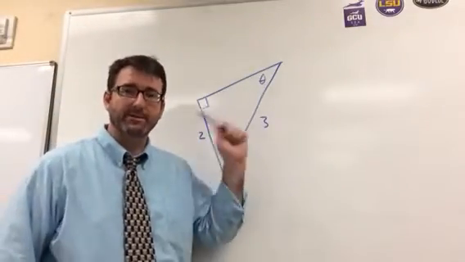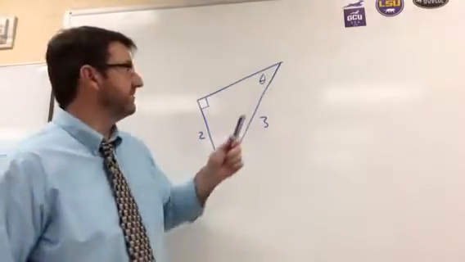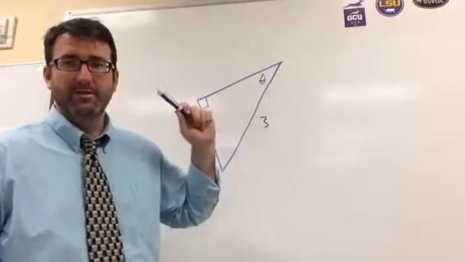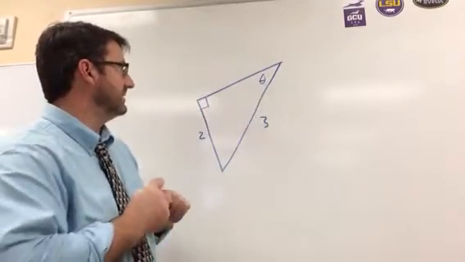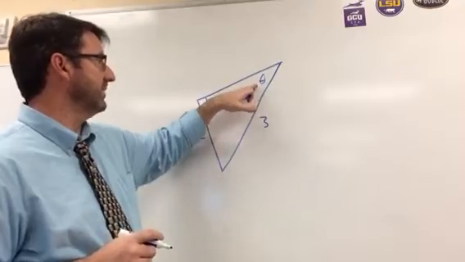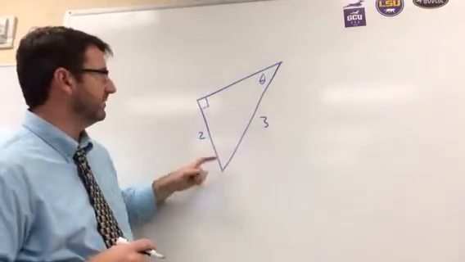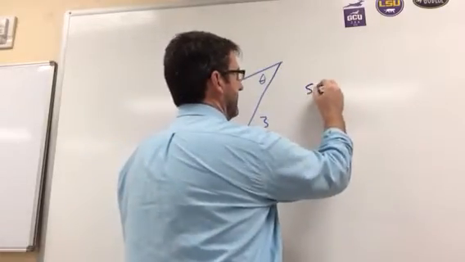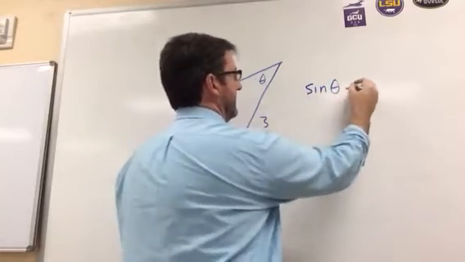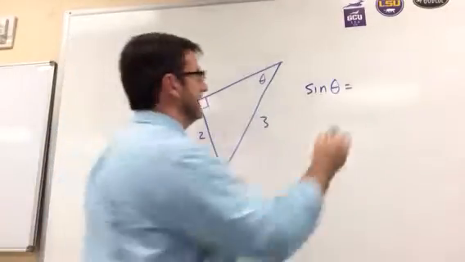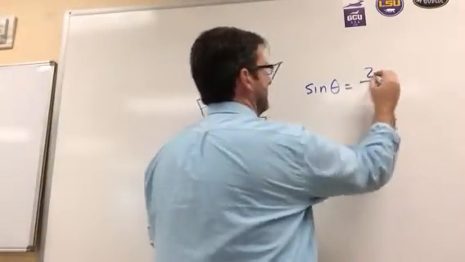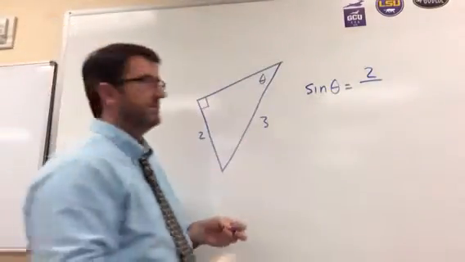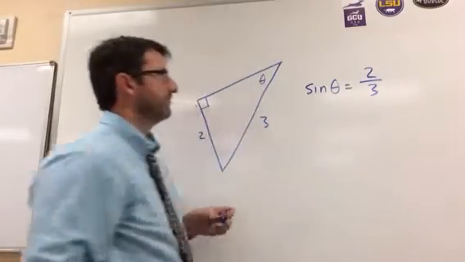All right, number 1 gives us this triangle, and it asks us to find this angle theta. And so here, since we know the opposite side and we know the hypotenuse, we're going to use sine. Sine of theta is going to be equal to the length of the opposite side, which is 2, over the length of the hypotenuse, which is 3.